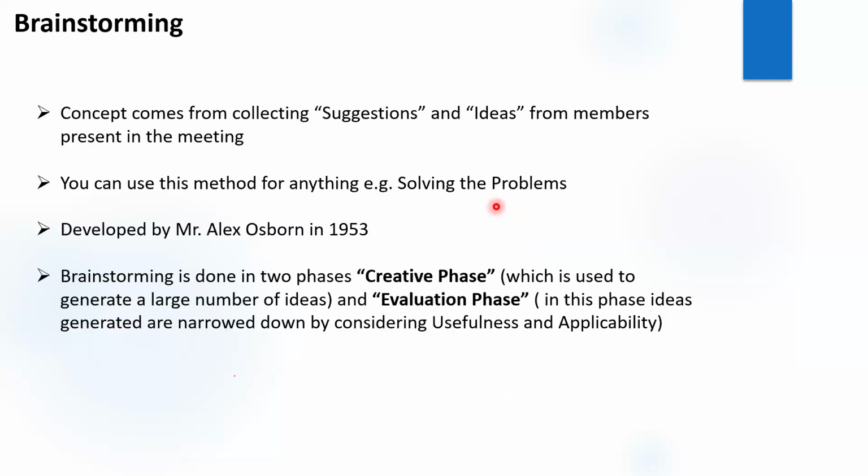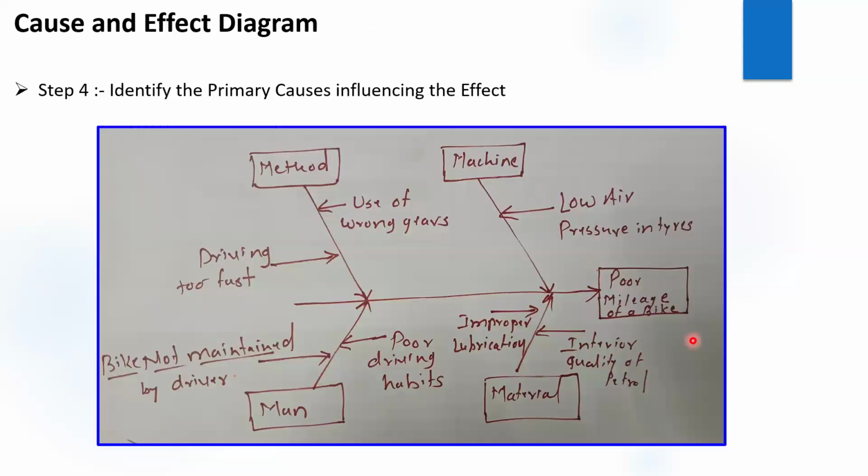So here I did poor mileage of a bike. Normally, these are some examples. When you do brainstorming, lots of ideas will come. Here I collected very few ideas. Related to machine, here my machine is the bike. Low air pressure in tires is one of the causes which cause poor mileage of a bike.